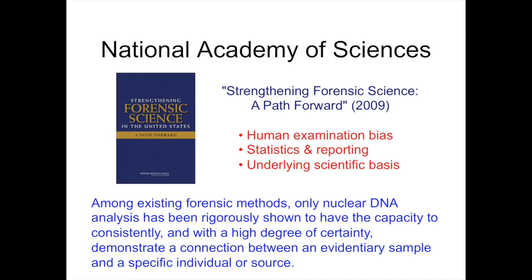The National Academy of Sciences report on forensic science came out in 2009, and it pointed out a lot of problems with forensic science in areas that are now being discredited, like bite marks and hair analysis, probably fingerprints at some point. But the issues had to do with bias in human examination, with problems with statistics and reporting, as well as the lack of an underlying scientific basis for many of these methods. But they did like DNA and didn't have much to say about it, except that it was a good template for other fields. So let me tell you a little bit about DNA.